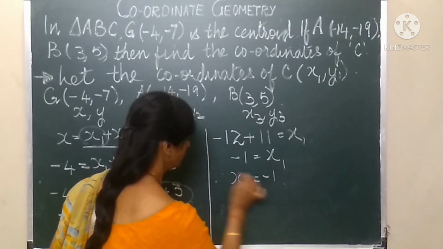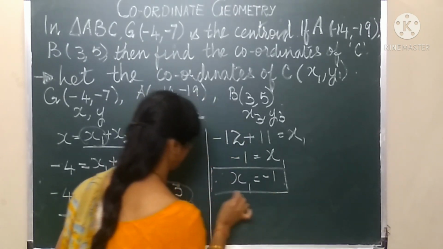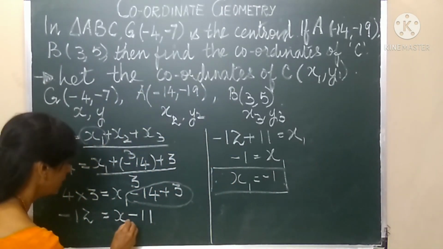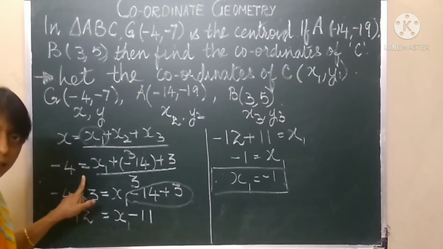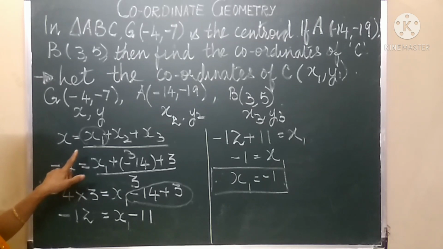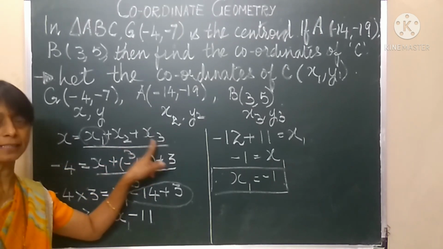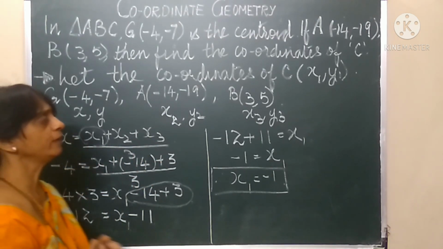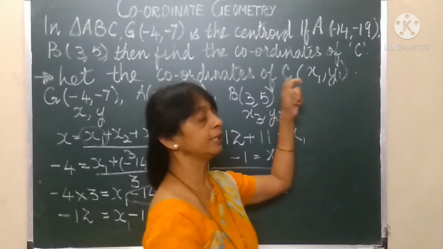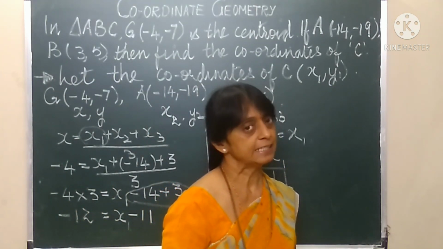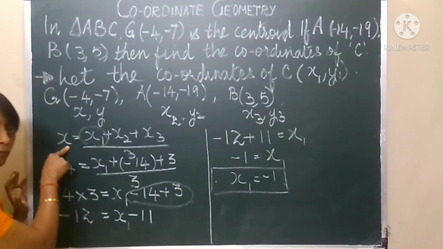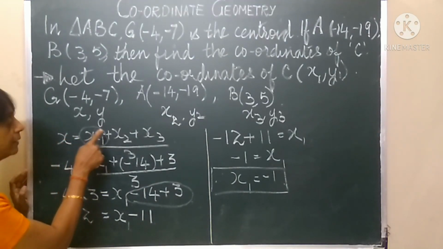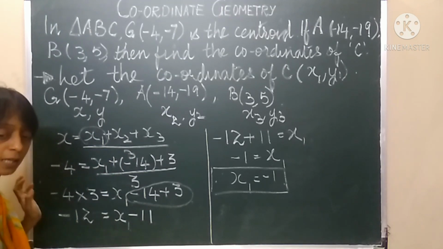So thus the value of x1 is equal to -1. And what did we use, children? We used the centroid formula. And what was the centroid formula? X is equal to x1 plus x2 plus x3 upon 3. Now how do we calculate the y coordinate of the vertex C? Similarly, on the same basis, we use the other formula. Y is equal to y1 plus y2 plus y3 upon 3.